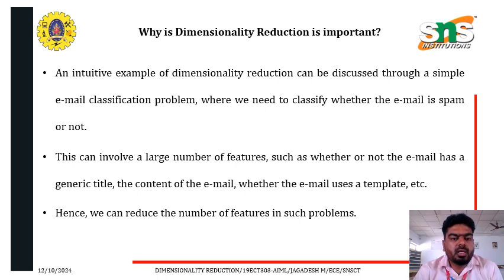An intuitive example for dimensionality reduction can be discussed through a simple email classification problem, where we need to classify whether the email is spam or not. This can involve a large number of features, such as whether or not the email has a generic title, the content of the email, whether the email uses a template, etc. Hence, we can reduce the number of features in such problems. When the number of features is reduced, the complexity also will be reduced. That's the reason why dimensionality reduction is very, very important.